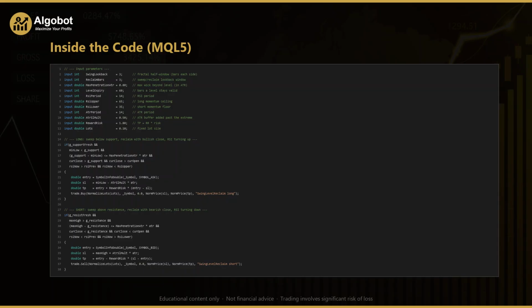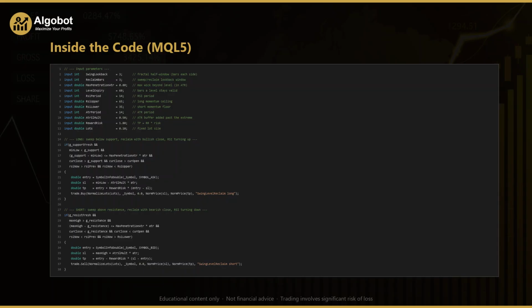RSI period, with an upper threshold of 65 and a lower threshold of 35, and ATR period. ATR SL multiple is the volatility buffer added past the extreme. Reward risk is the target multiple, and lots is the fixed position size. Now look at the long block.